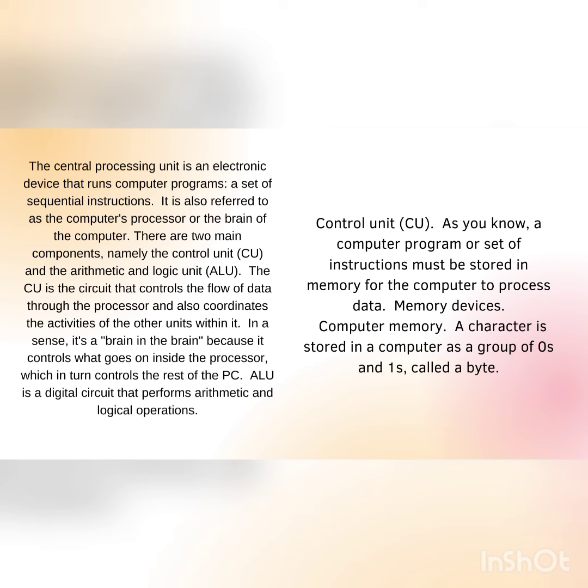The central processing unit is an electronic device that runs computer programs, a set of sequential instructions. It's also referred to as the computer's processor or the brain of the computer. There are two main components, namely the control unit and the arithmetic and logic unit. The control unit is a circuit that controls the flow of data through the processor and also coordinates the activities of the other units within it. In a sense, it's a brain within the brain because it controls what goes on inside the processor, which in turn controls the rest of the PC.